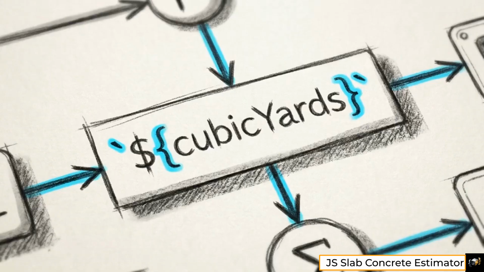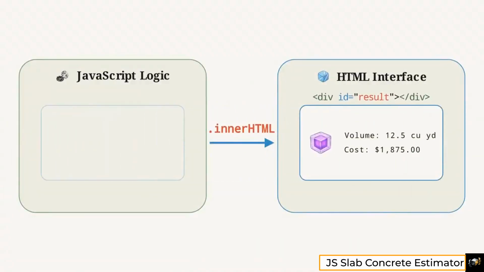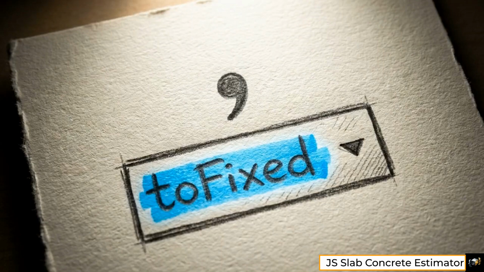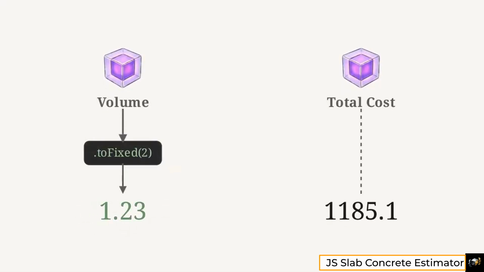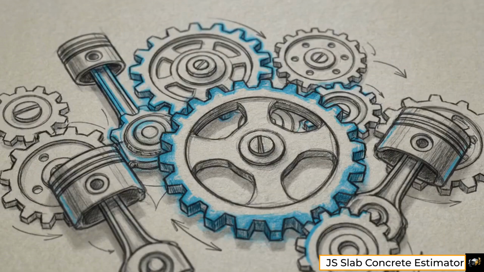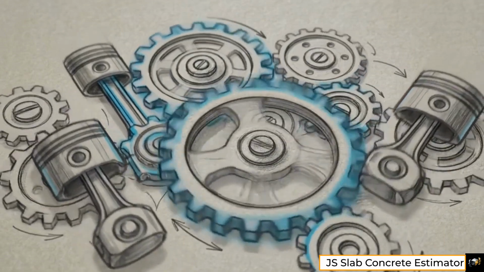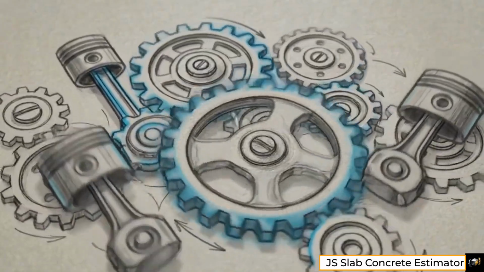To display this math, we use template literals. These allow us to inject our JavaScript variables directly into a text string. We then push that entire string into a blank HTML element using the innerHTML command. Before it hits the screen, we apply formatting commands. We use toFixed to lock the volume to 2 decimal places, and toLocaleString to ensure the final price includes proper commas and currency formatting. JavaScript acts as the active engine here. It takes static inputs, processes the geometry, and formats dynamic answers that humans can easily read.